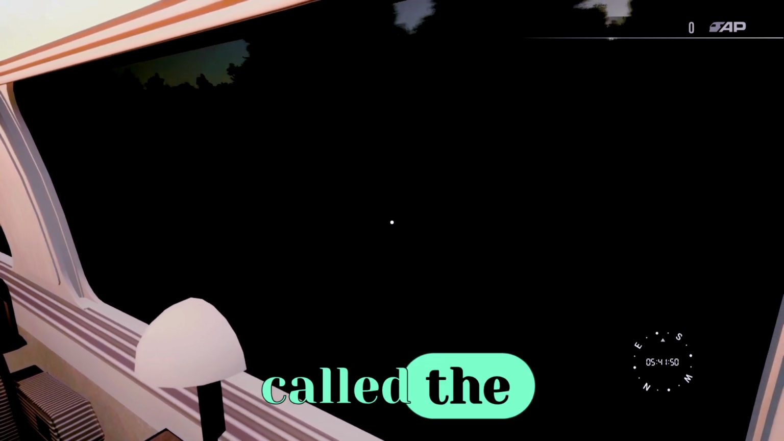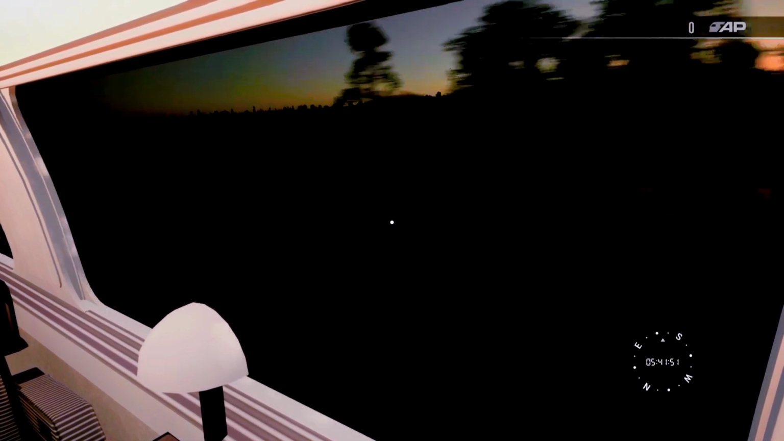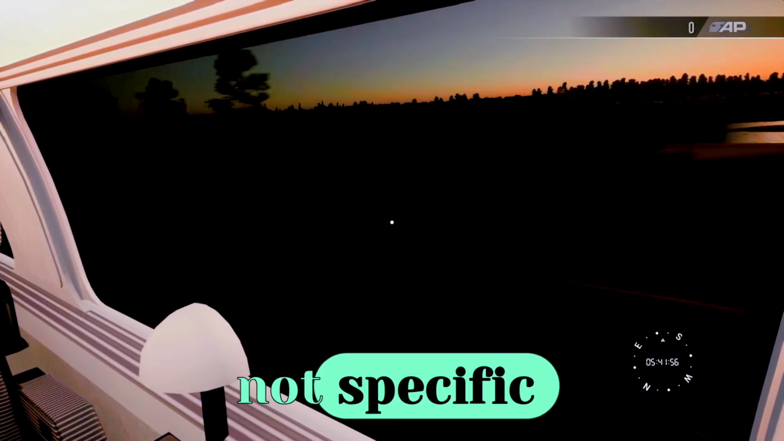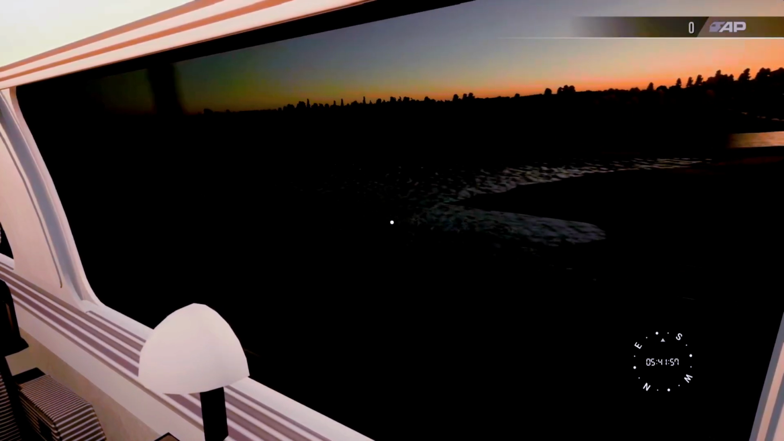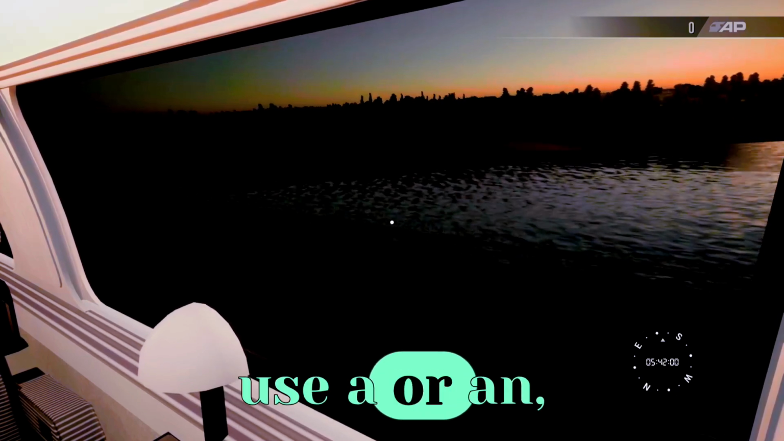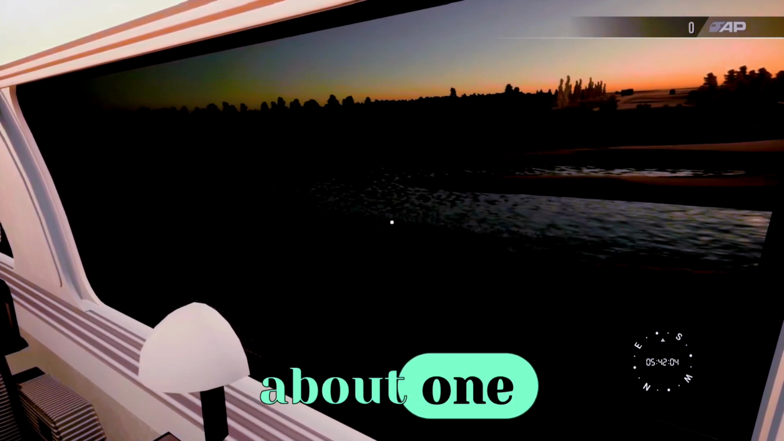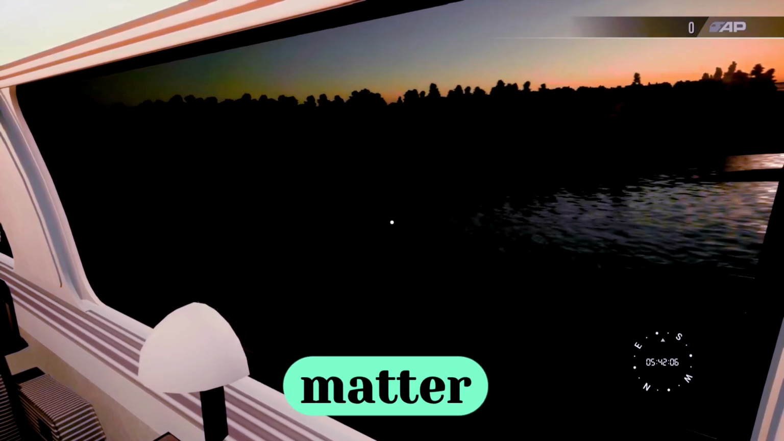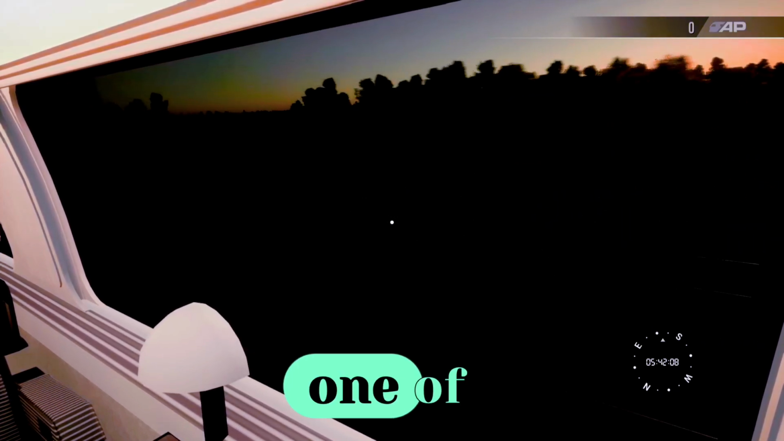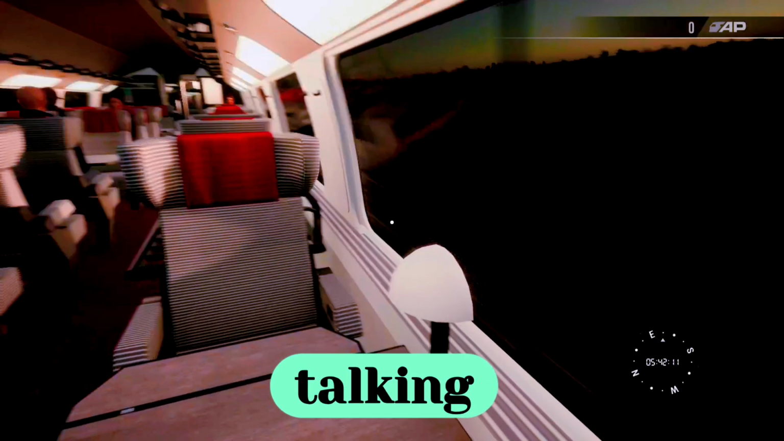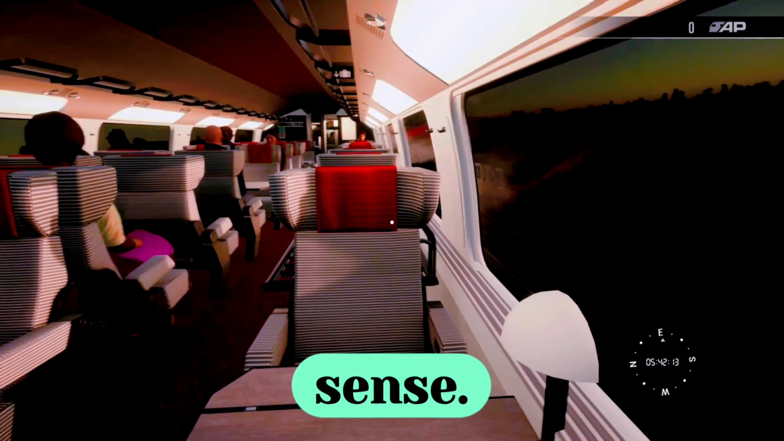These are called the indefinite articles. The word indefinite just means not specific or not defined. When you use a or an, you are telling your listener, I'm talking about one thing, but it doesn't matter which one. It's just one of many. You're introducing something new or talking about something in a general sense.